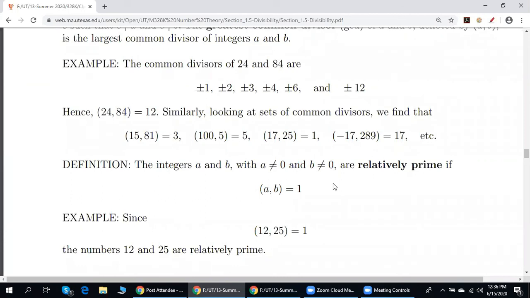Lastly, we say that two integers are relatively prime if their greatest common divisor is equal to 1. Relatively prime does not mean prime. Note that 12 is not a prime number. 25 is not a prime number. But since their greatest common divisor is 1, we say that 12 and 25 are relatively prime.